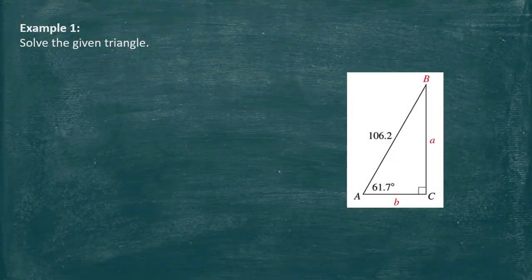Alright, so without further ado, let's jump into our first example. Notice this one provides us with a picture, but everything has been labeled appropriately. Again, across from angle A is side A, across from angle B is side B, and across from angle C, technically it wasn't labeled, but I could throw a C on that side if need be.